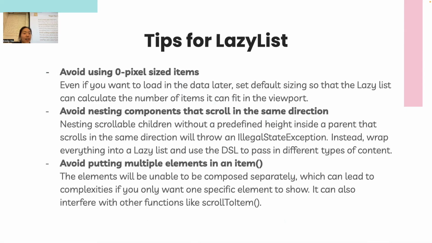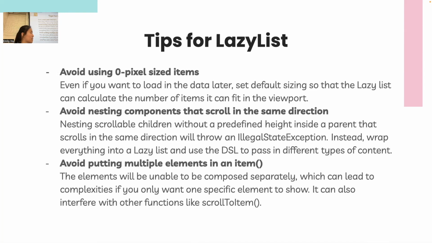And then in general, I just have some tips because sometimes you're going to run into errors with lazy list. At least I did when I first started. The first thing is to avoid using 0 pixel sized items. You should set a default size so that the lazy list can calculate how many items it can fit. Sometimes you'll put match parent size or wrap content, and that can lead to issues because it doesn't show up properly. But this is something you can experiment with.